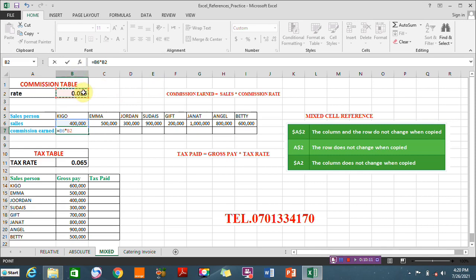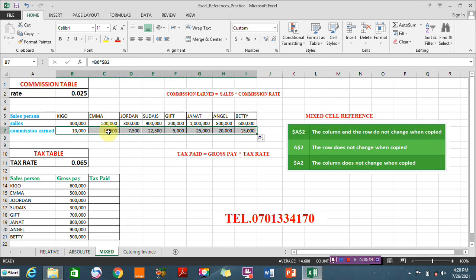We press the function 4 on our keyboard to switch between the dollar signs. So we press it once, it puts the double. Then we press it again, it puts it on 2. Then we press it again, it puts it on only B. Is it the right answer? Let's try and see whether it works. Press enter. So let's drag and see. It gives us some of the answers.